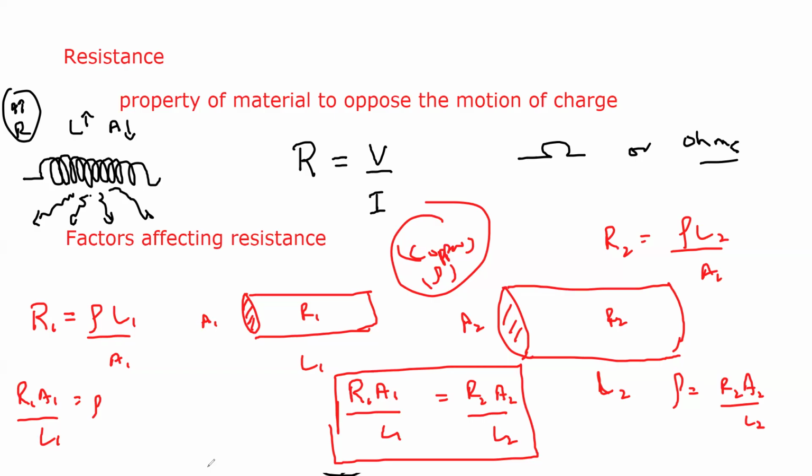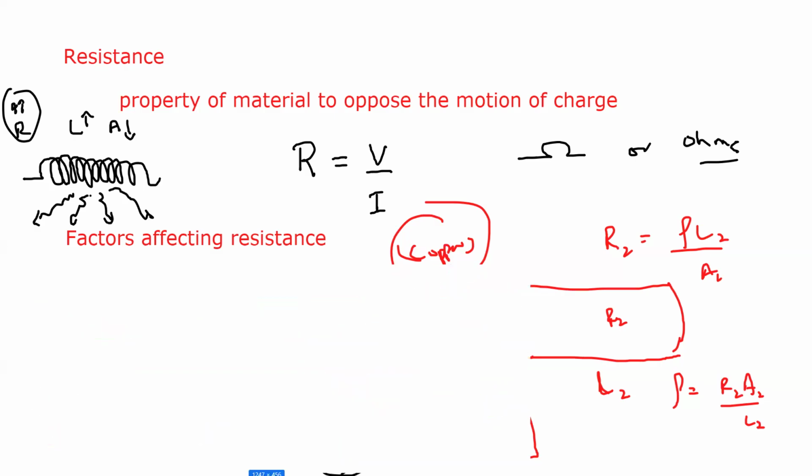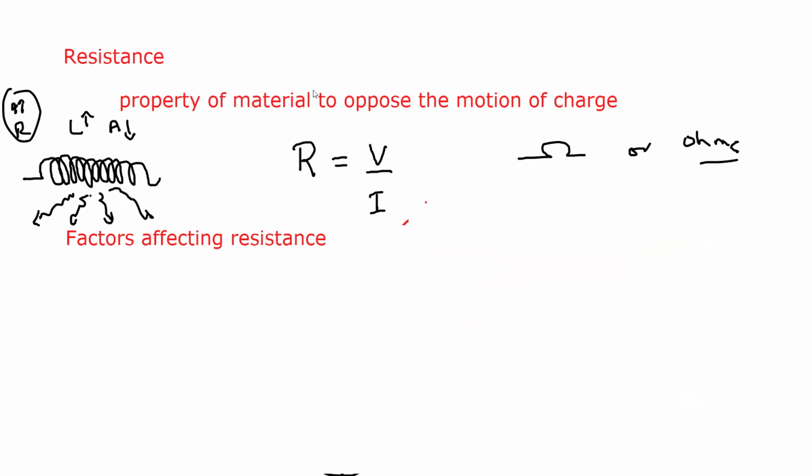Is this one clear? Any doubt in this part about resistivity? Okay. So the factors affecting resistance: the first one was length, the second one is cross-sectional area, and the third one is temperature. Temperature can also affect the resistance.